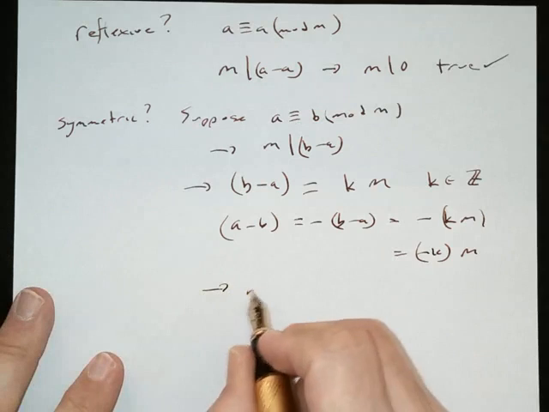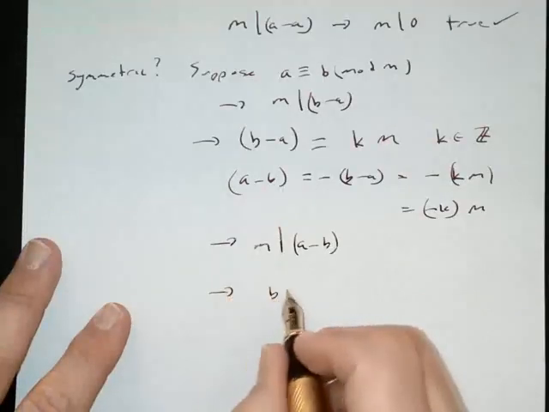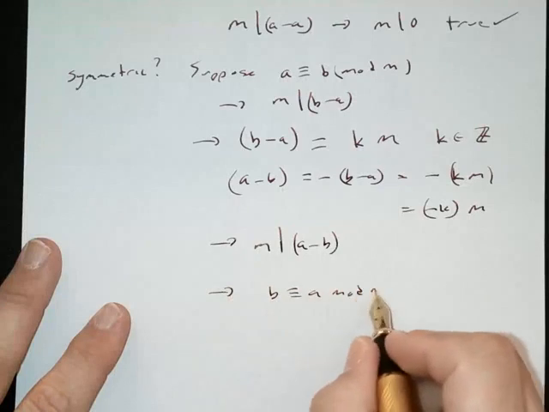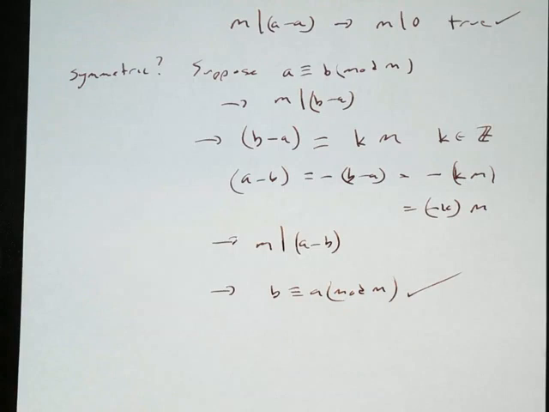And that means that m divides a minus b. And that means that b is congruent to a mod m. So it is true, but I don't get it for free. I have to work for it. I have to go back to the definition of what this relation means. The same thing is true about transitive.